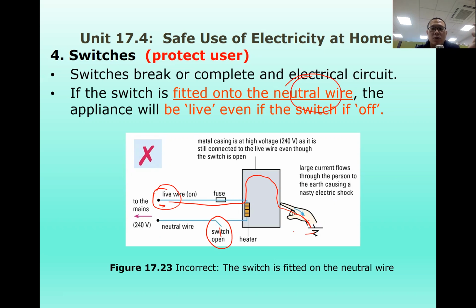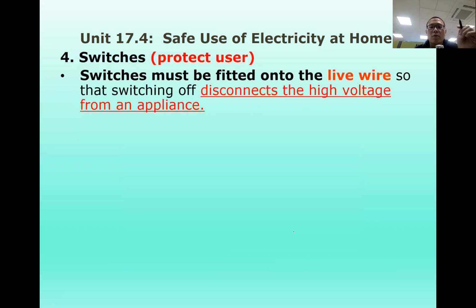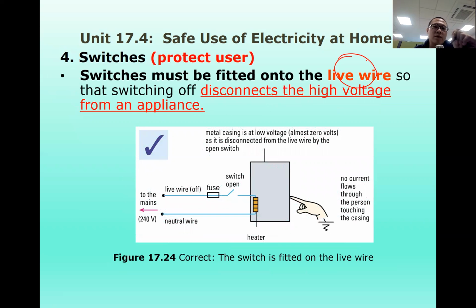So when a person touches the casing, the appliance is still connected to the live wire, to high voltage. Even though it's switched off, it's still connected to the high voltage, and the person will still get electrocuted. In this way, your switch will not function well as a safety feature. That's why the switch has to be properly fitted at the live cable. Only when it's at the live cable and I switch off, the appliance is open circuit, but more importantly, it disconnects the appliance from high voltage.